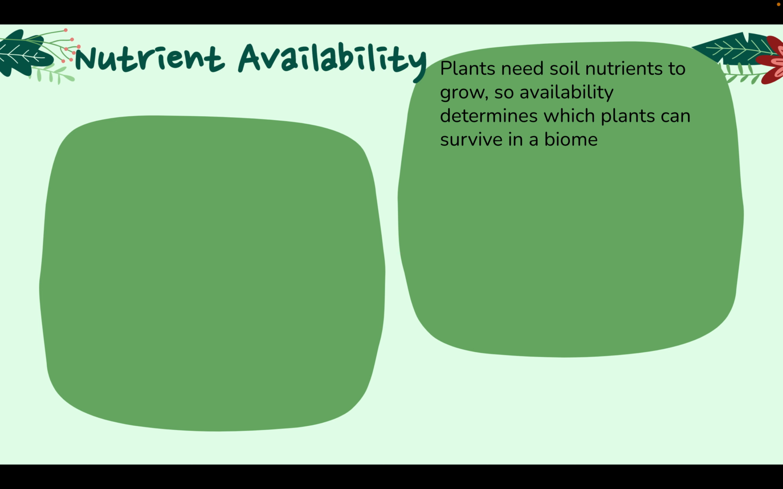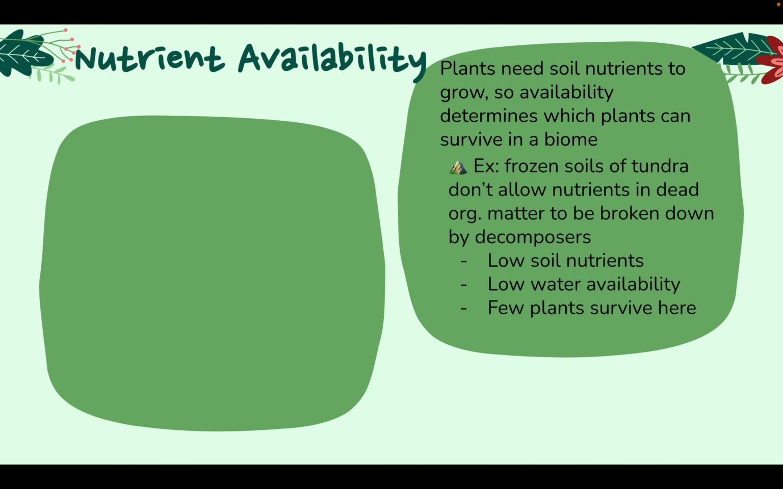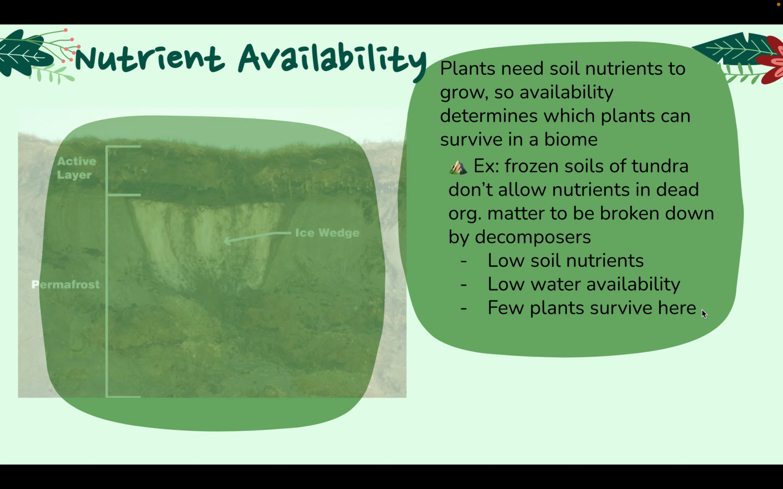All right, another thing you want to know about is nutrient availability. Plants obviously need soil nutrients to grow, so the availability makes it so certain plants can survive in certain areas. For example, in the frozen soils of the tundra, you don't get a lot of nutrients. The dead organic matter is not broken down easily because it's frozen. So the soil in the tundra is really low in nutrients, with low water availability because it doesn't rain a lot. Very few plants survive here.